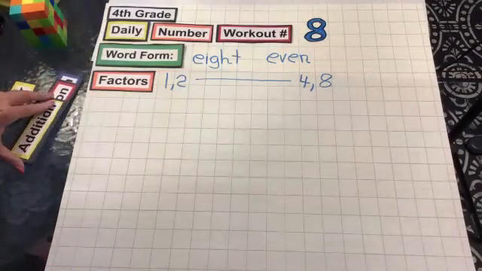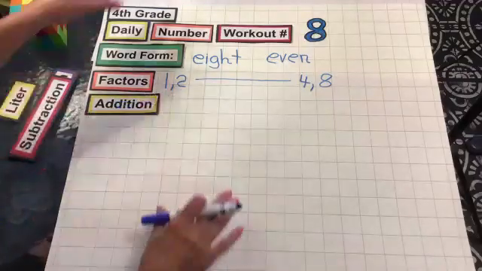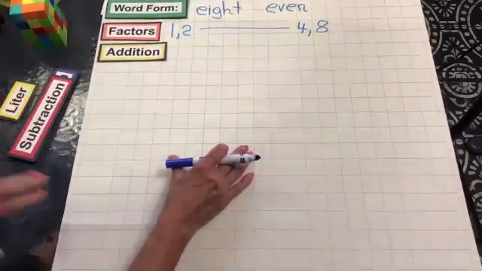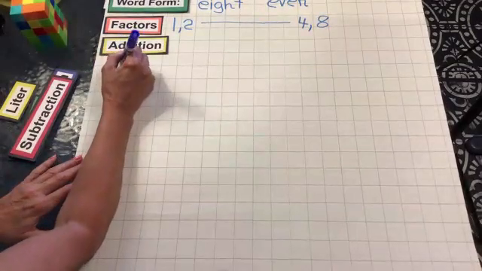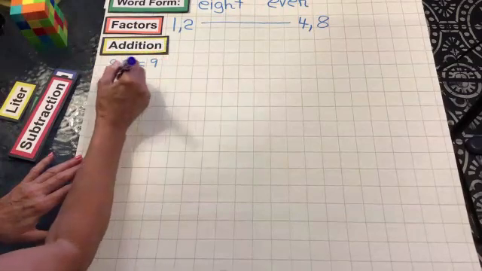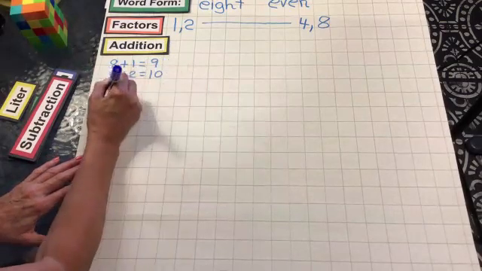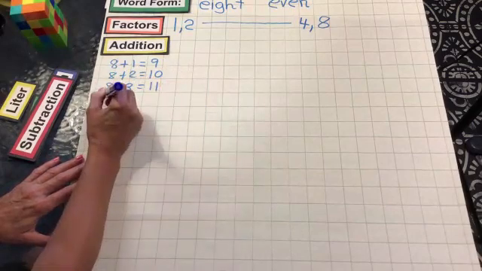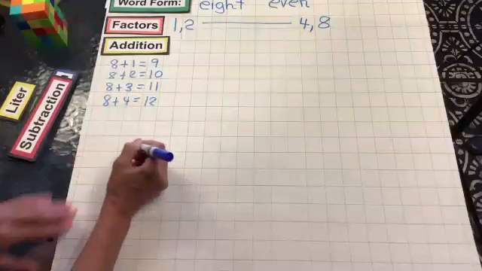Our next category is addition. So I'm going to move this up slowly. And let's get with it. So 8 plus 1 equals 9. 8 plus 2 equals 10. 8 plus 3 equals 11. 8 plus 4 equals 12.